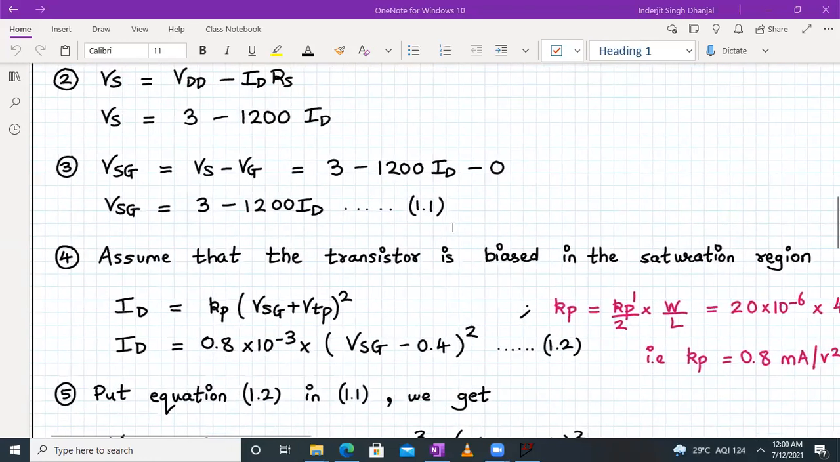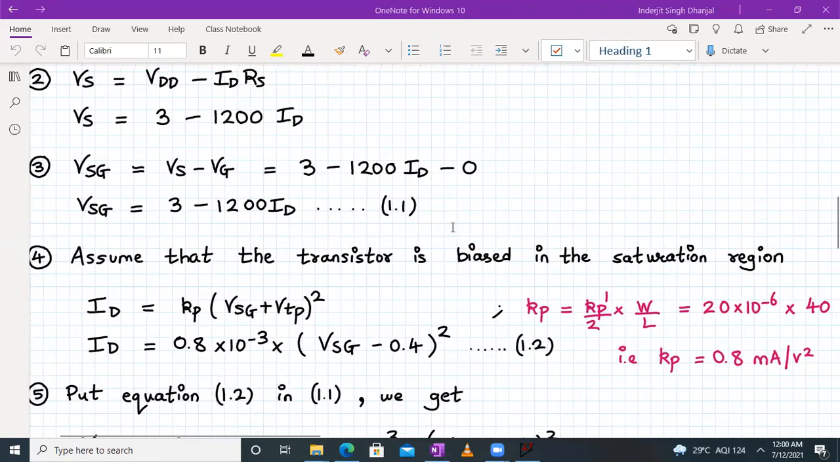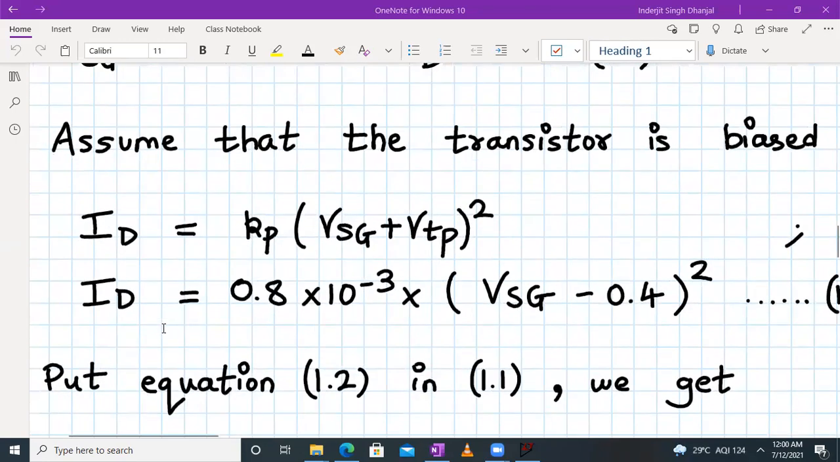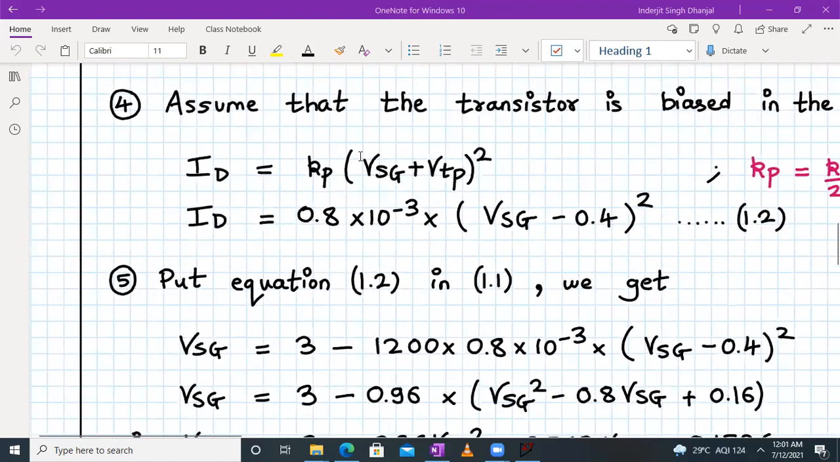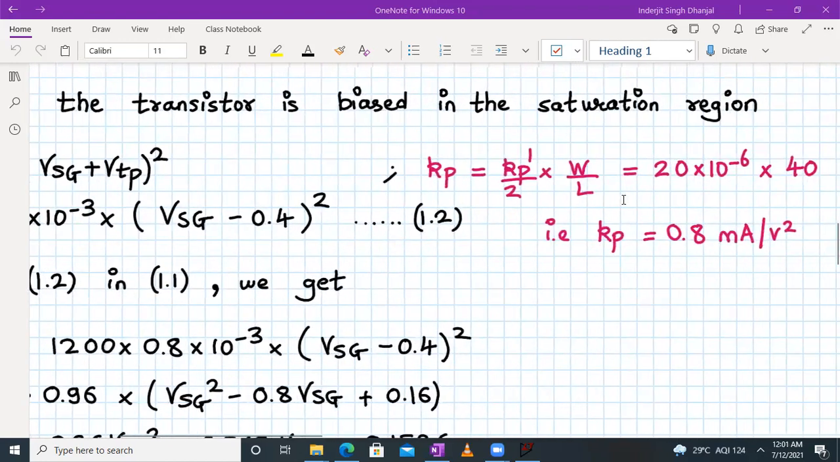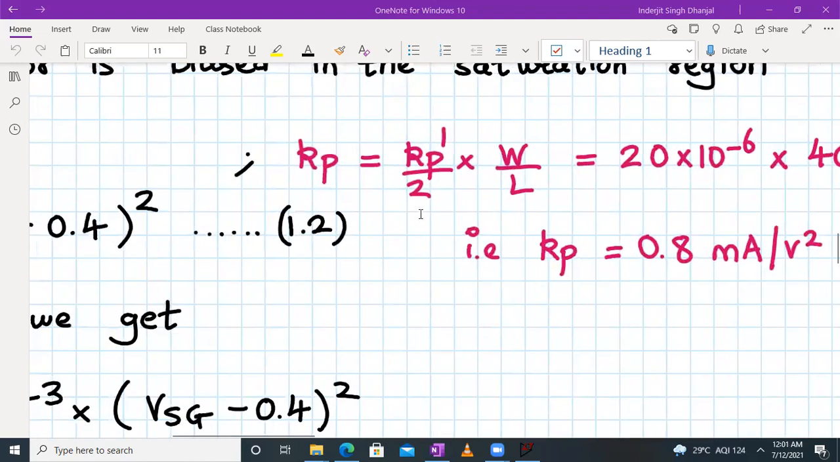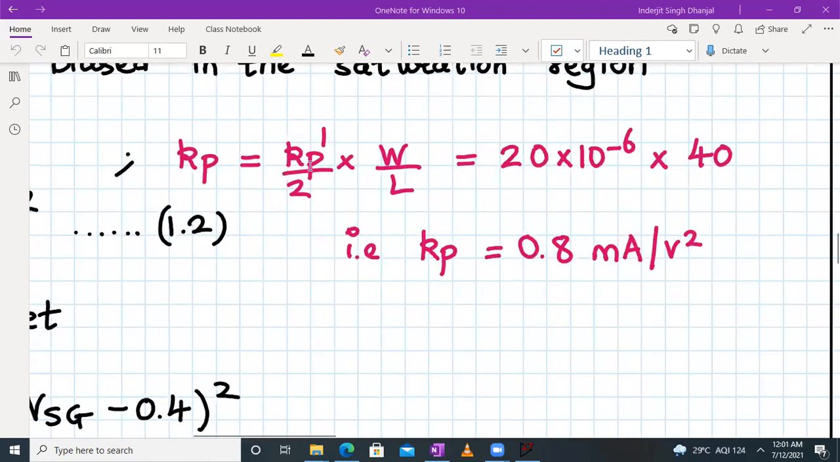Now we assume that the given transistor, a PMOS enhancement transistor, is biased in the saturation region. So here the drain current formula is slightly different. It is given by ID equal to Kp times (VSG plus VTP) the whole square. Now, how to estimate the value of Kp? Kp is given by Kp dash by 2 into W by L. That is why in LTSpice, when we write the .model statement, we write the value of Kp dash. That's why we write twice the value, to compensate for this half.